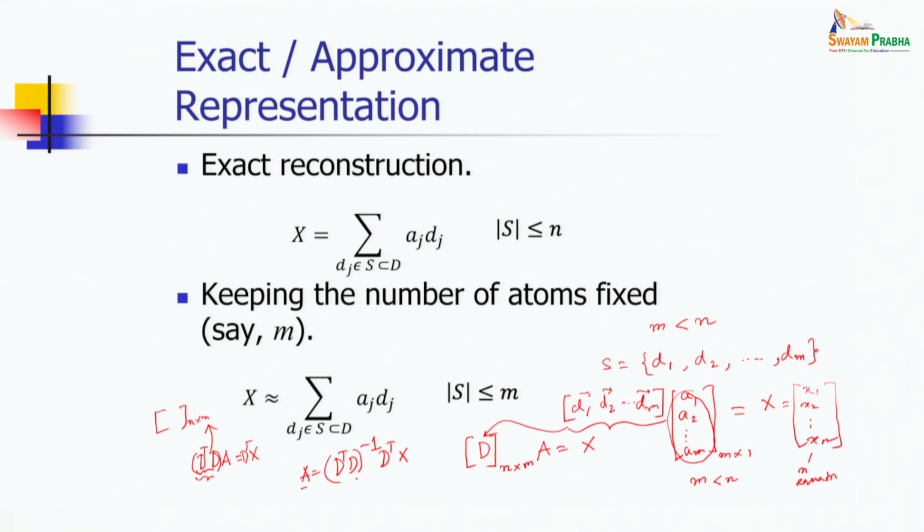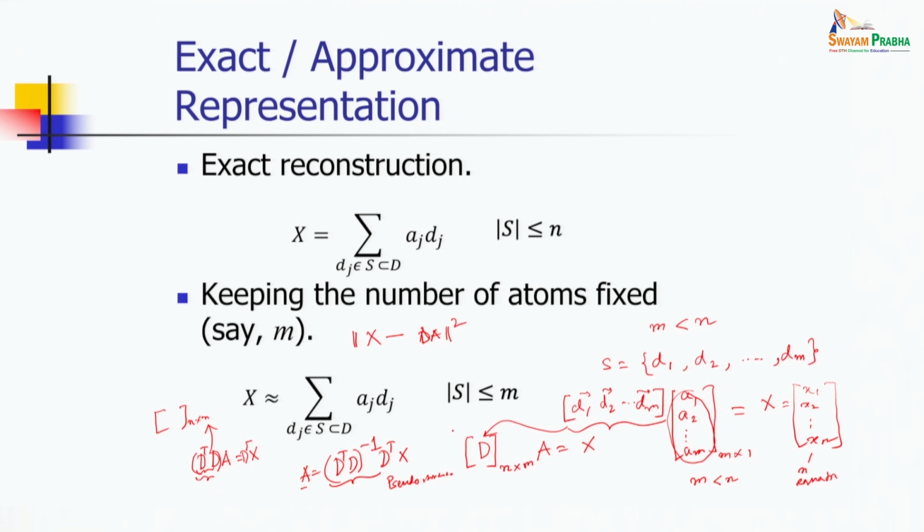So this is a solution. This is called the approximate solution, and this is called the pseudo inverse. The error of approximation can be written again as the norm of x minus dA. So this norm would be the error of approximation, where the A can be again replaced by this.